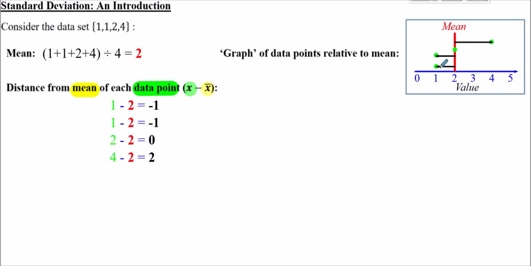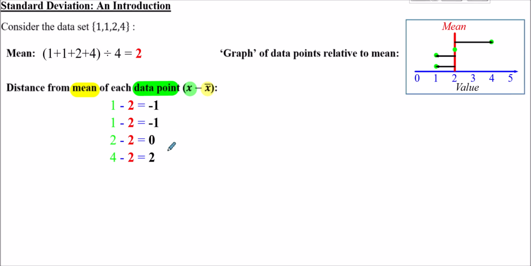So this one, 1 take 2 would be minus 1. 1 take 2 would be minus 1 again. 2 take 2 for this one is 0. 2 is on the mean, so it's a distance of 0 away. And 4 take 2, that's 2 away. So we've got minus 1, 1 to the left, minus 1, 1 to the left of the mean again, 0, which means it's on the mean, and positive 2, which means 2 to the right.